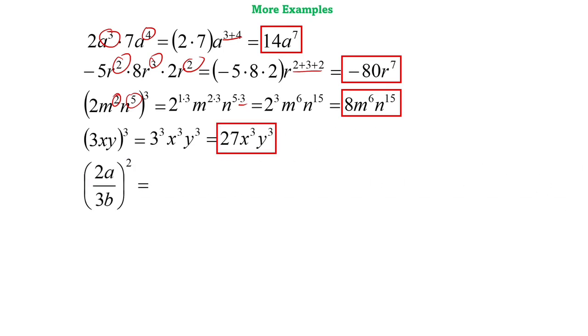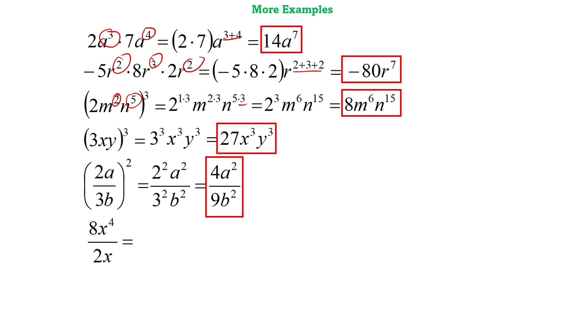Another one, 2a over 3b. Again, distribute lang po kapag ganito yung case natin. So that will become 2 raised to 2, a raised to 2 over 3 raised to 2, b raised to 2. So that is simply 4a squared over 9b squared.